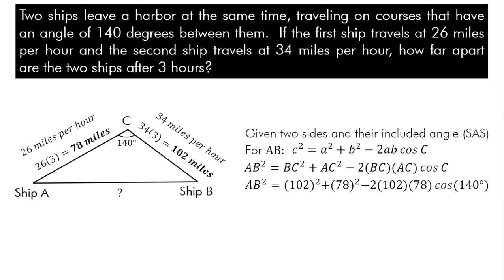Again, remember this is in square, so you need to take the square root to obtain the distance between ship A and ship B. Solving for the length of AB, that is 169.34 miles.